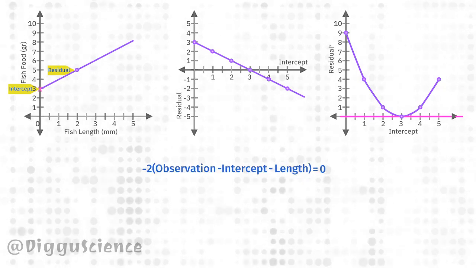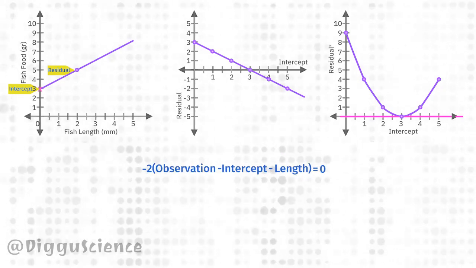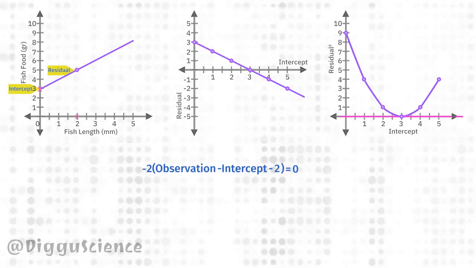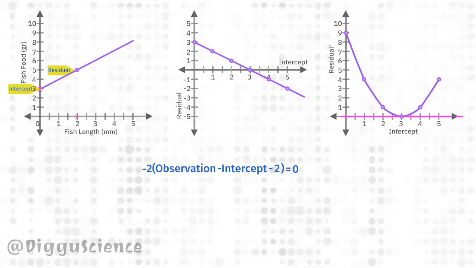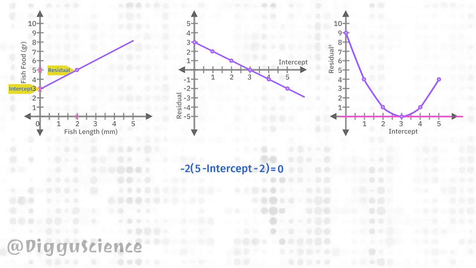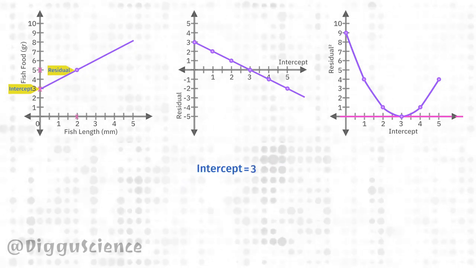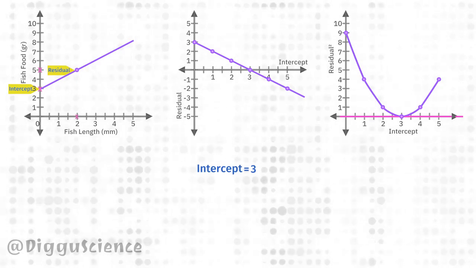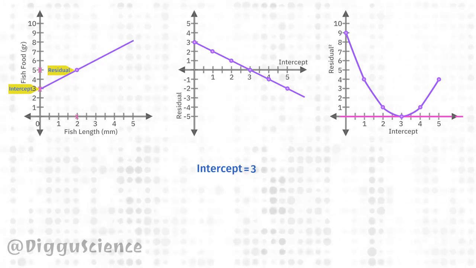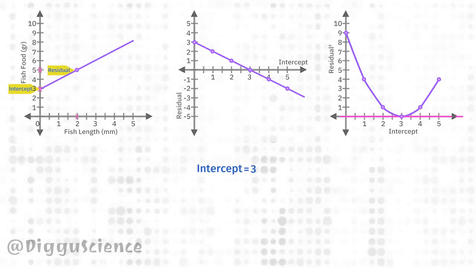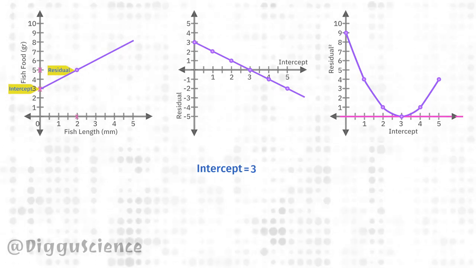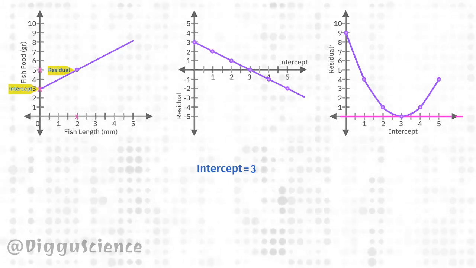Residual value is observation minus intercept minus fish length. The fish length value is 2. The observation value is 5. So, the intercept value is 3. This means that in order for the observation point to be on the prediction line, the intercept value of the prediction line must be 3. In this series, the number of observation data is only 1. In the next series, we will use more observational data.